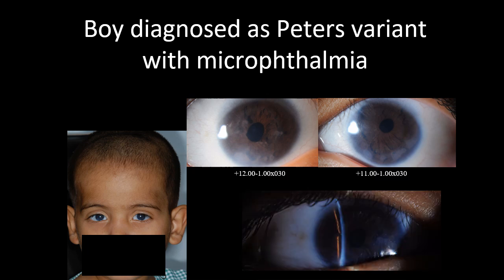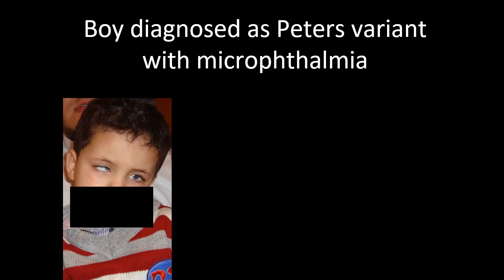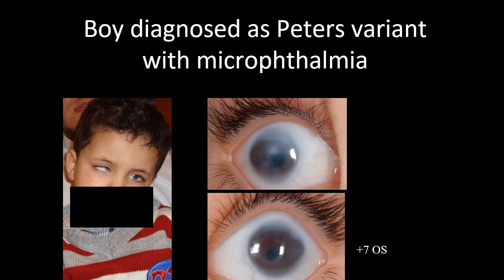Here's a boy diagnosed as Peters variant with microphthalmia. Examine him more closely, pathognomonic for cornea plana, positive for biallelic KERA mutations. Here's another boy diagnosed as Peters variant with microphthalmia, but when we examine him carefully and do genetic testing, he has recessive cornea plana.